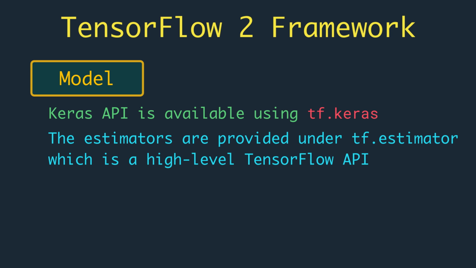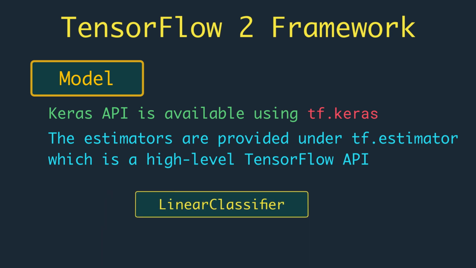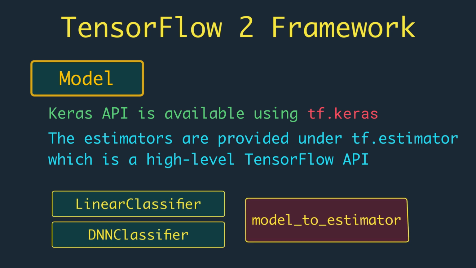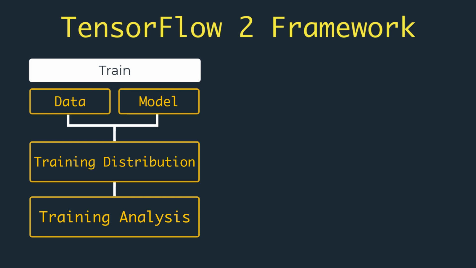They encapsulate the various phases of machine learning projects, like model training, evaluation, predicting, and exporting the model for serving through a production server. There are several pre-made estimators available in the library, like linear classifier and DNN classifiers. We can even build our own custom estimator. Not only this, the library provides a function called model_to_estimator to convert an existing model to an estimator. This is very helpful when you want TensorFlow's distributed training.